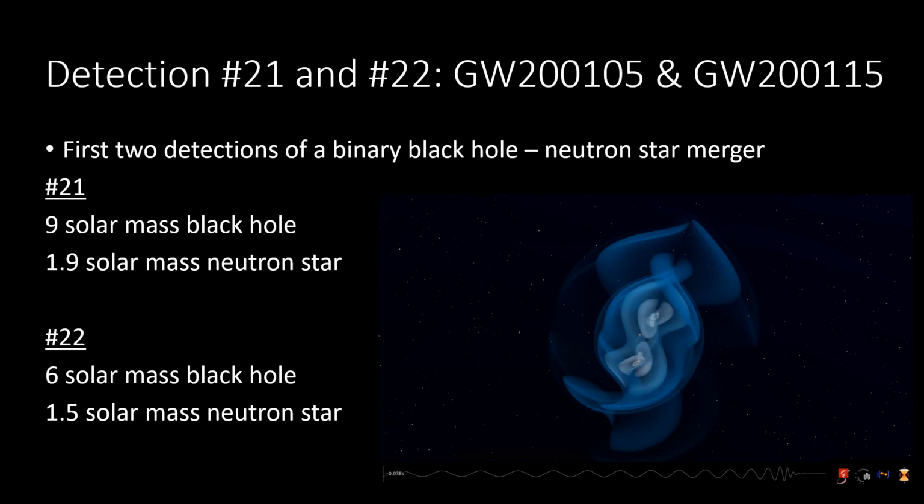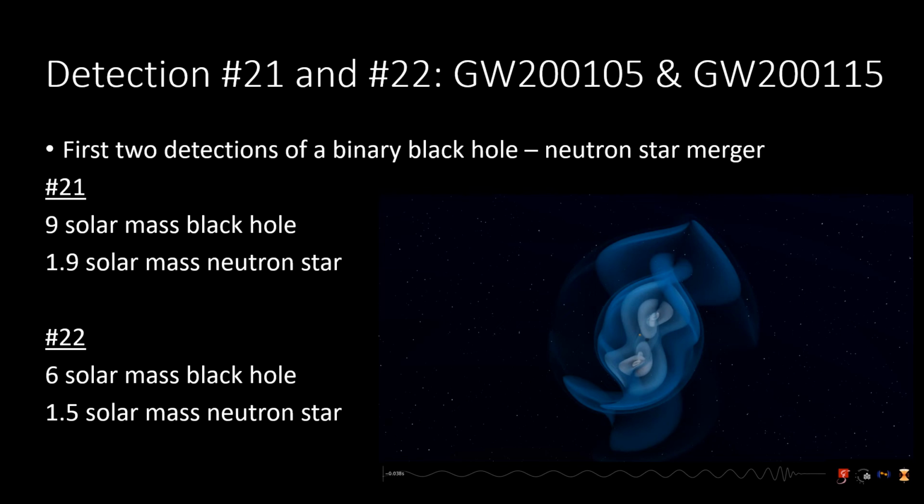You can see the mass ratios on the left-hand side. In both cases, the black hole was more massive than the neutron star. So in 21, you had a 9 solar mass black hole and about a 2 solar mass neutron star. Number 22 was a 6 solar mass black hole and a 1.5 solar mass neutron star.